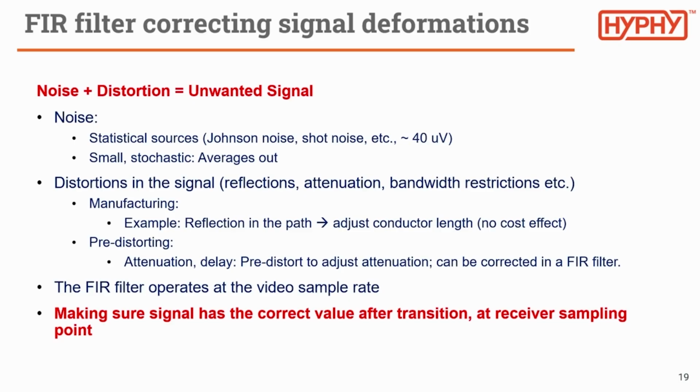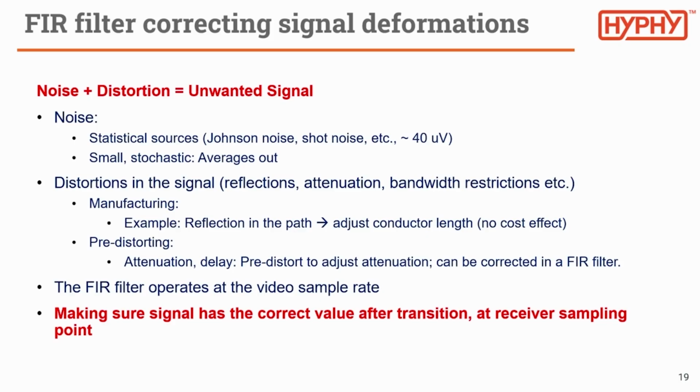And then there's distortions in the signal, like reflections, like attenuation of the transmission line, bandwidth restrictions, and these can be handled in various different ways. So in manufacturing, you can handle reflections. Reflections typically occur when transitions between two conductors occur.